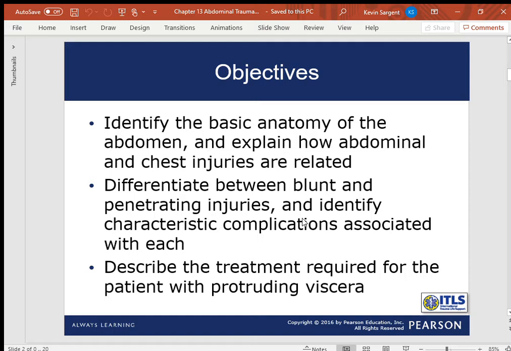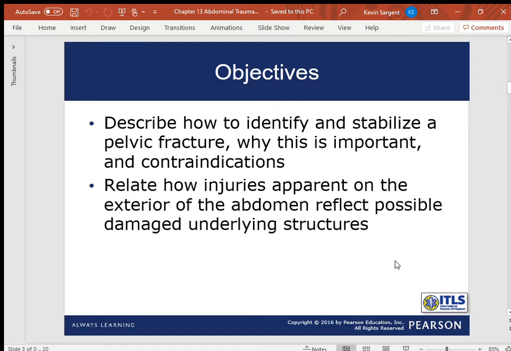So we're talking about blunt and penetrating injuries as we did with the other trauma sections, and we're going to talk about the treatment for the patient with protruding viscera, or protruding inner parts. We're also going to look at how to stabilize a pelvic fracture and why it's important.